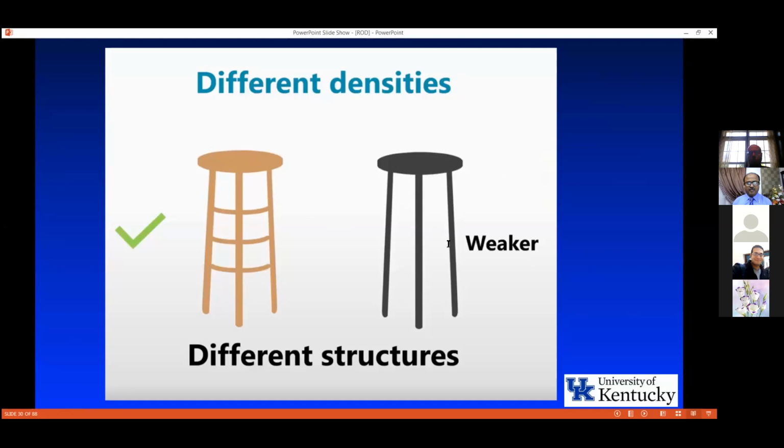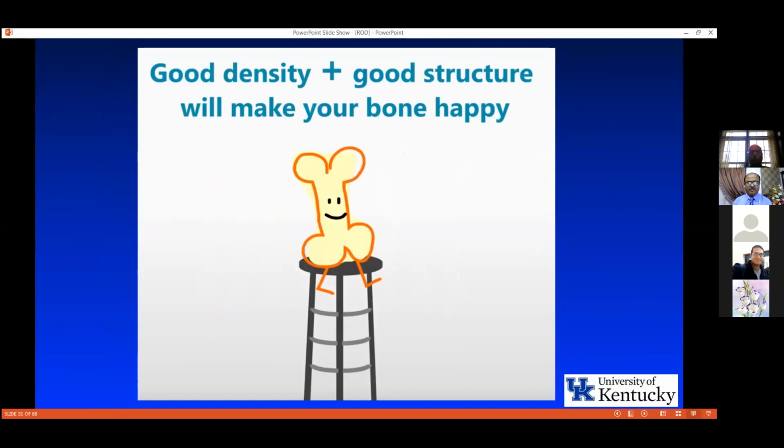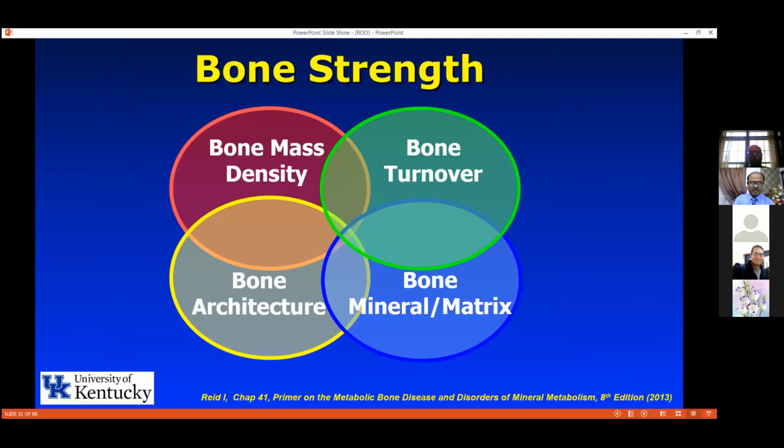The DEXA scan checks only the density of the structure, but it doesn't check the other bone quality parameters. To have a good bone, you need good density and also good structure. And this structure depends on macrostructure, microstructure, and nanostructure. So there are different levels to check on this structure. Bone strength is not only bone density. The DEXA scan that we are using, when we use the BMD or the T-score and Z-score, depending on hip, vertebral and radius BMD, gives us only one piece of information, which is the bone density.